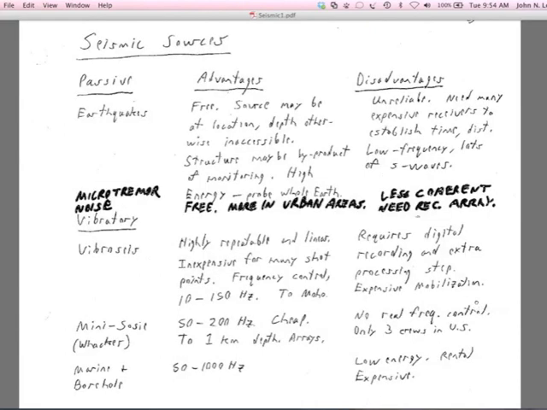Let me talk a little bit about seismic sources. They come in several categories: passive and active. And there are several kinds of vibratory sources. Passive sources might include earthquakes, which are free. But you have to wait a long time, especially in Nevada, before an earthquake occurs that you might record.